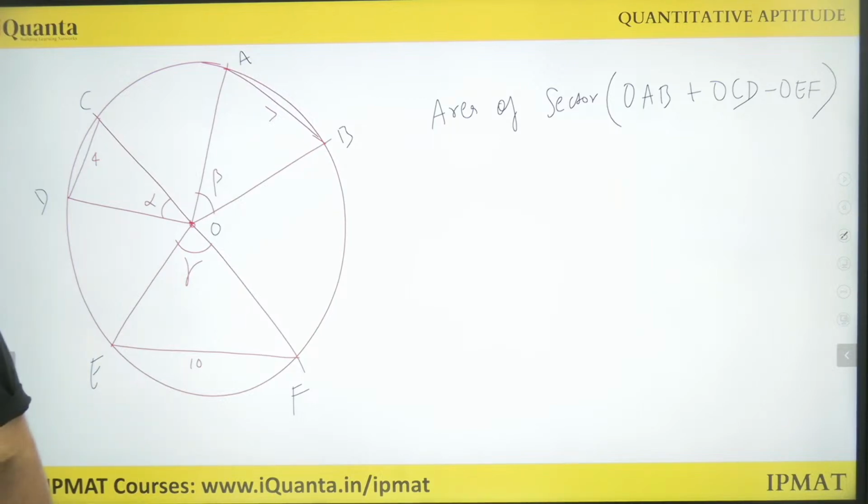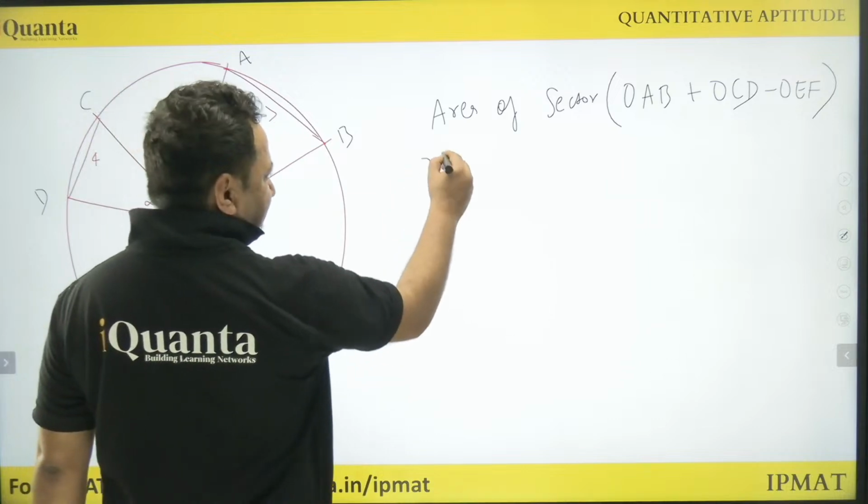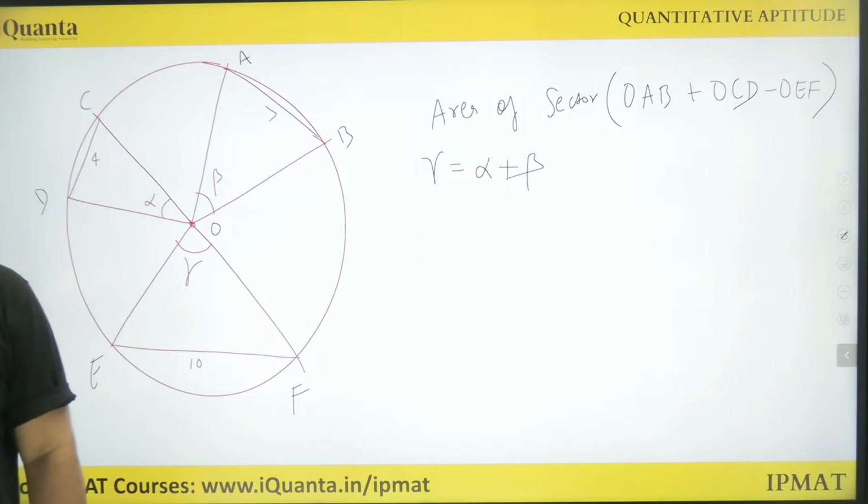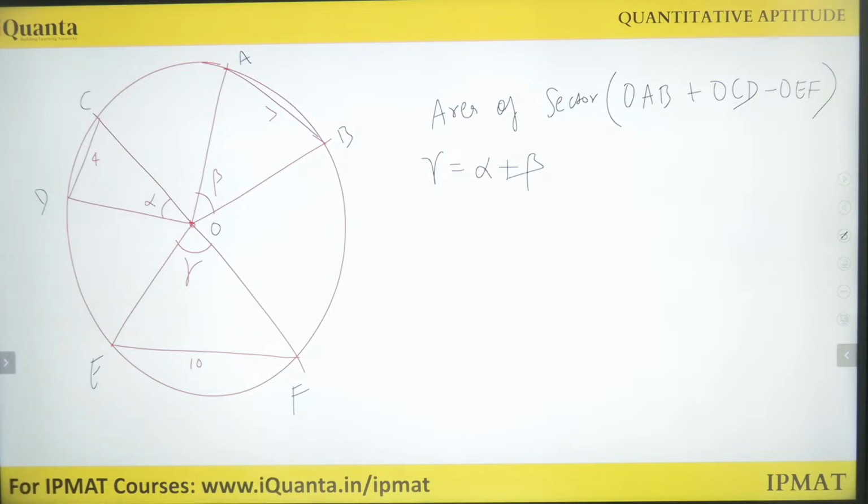And there's one more thing given in the question, that the value of gamma is equal to alpha plus beta. Angle gamma is equal to the sum of the angles alpha and beta. Ready? Is the question difficult? Chalo, I'm giving you 3 minutes to solve this.